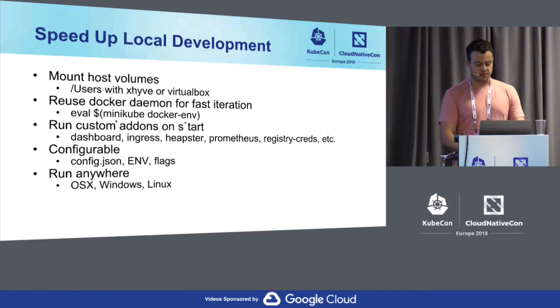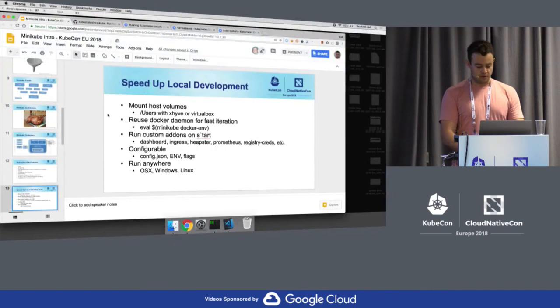And depending on your operating system, there's a command like this one to set up those environment variables so that your Docker CLI can talk directly to Minikube. You can also run a whole bunch of custom add-ons that we've built into Minikube. Some of these are enabled by default, like the dashboard I showed, but there are quite a few inside of Minikube that you can play with that have been contributed by the community.